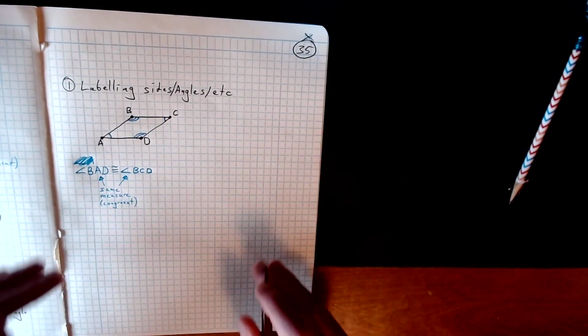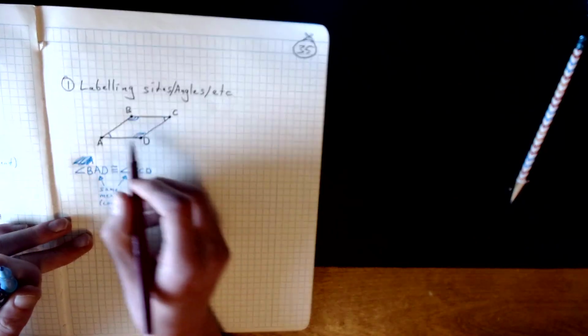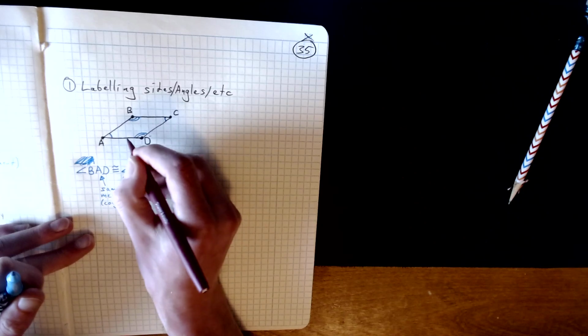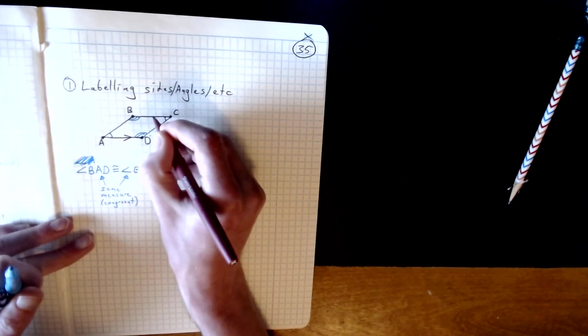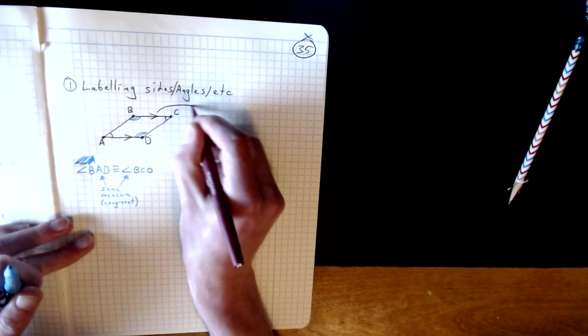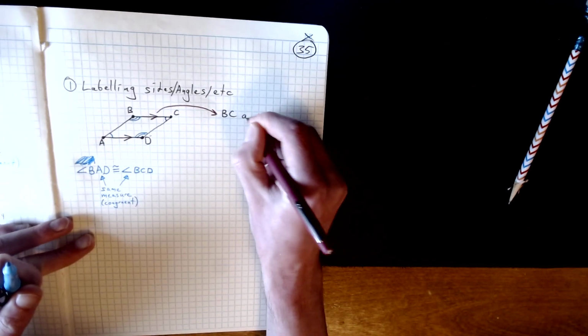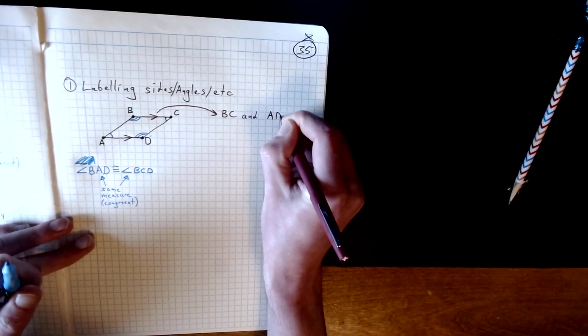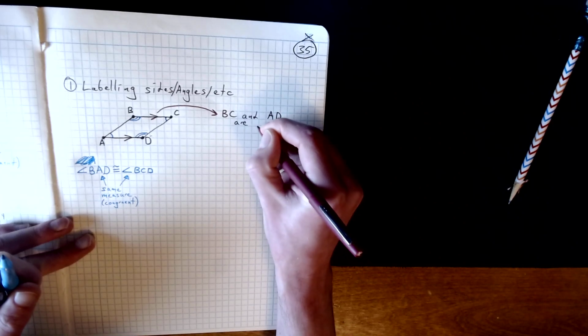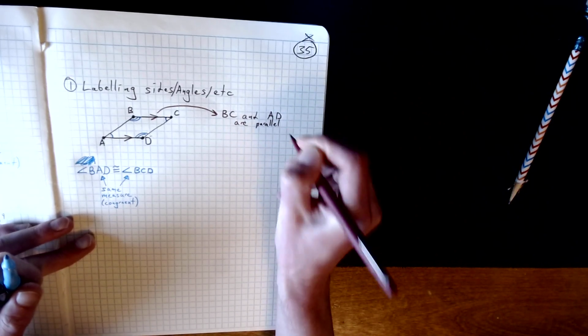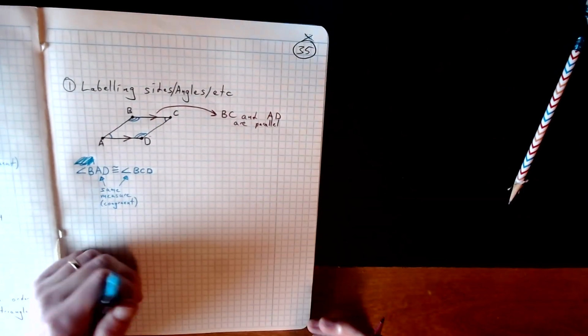Alright, the second thing we could do is, I know that these lines, AD and BC, are going to be parallel, so if you wanted to mark that, you can draw it like that, and that's a way to say that BC and AD are parallel. Let me make sure I spelled that right. I think I did. Who cares if I didn't?